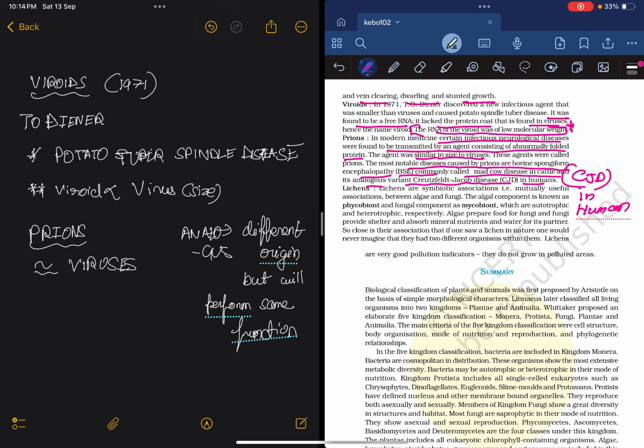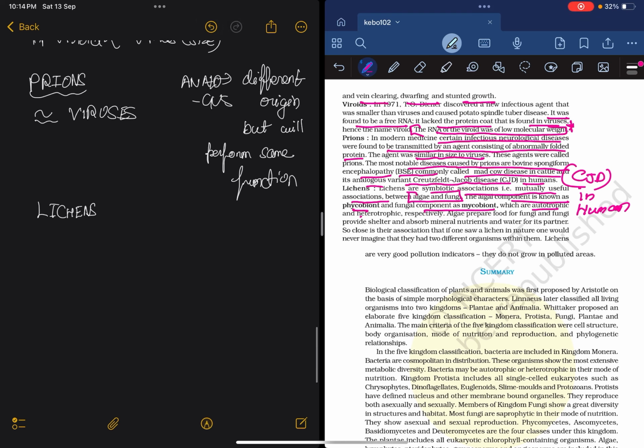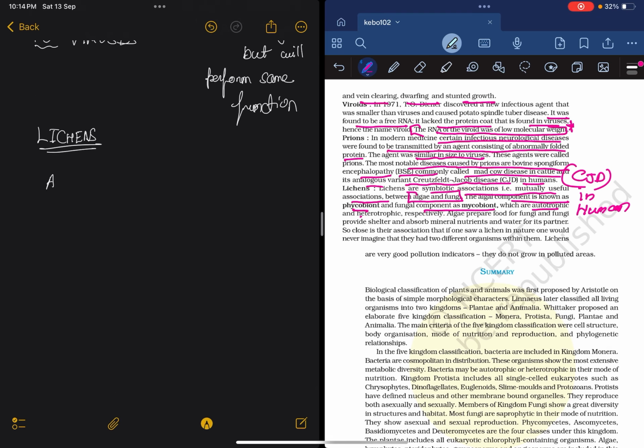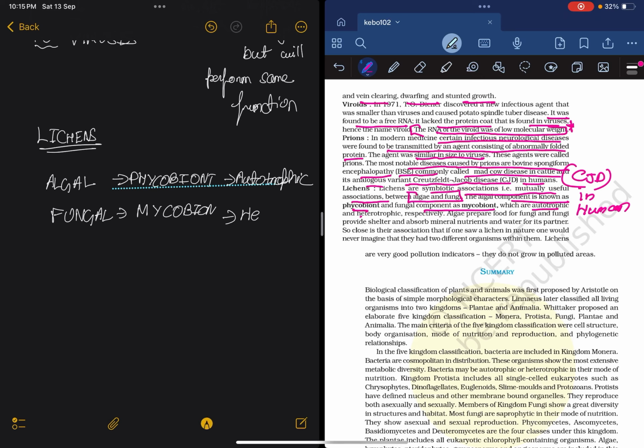Now coming to lichens. Lichens are a mutually useful symbiotic association between algae and fungi. The algal component is the phycobiont and the fungal component is the mycobiont, which are autotrophic and heterotrophic respectively. The phycobiont is autotrophic, which means it makes food, and the mycobiont is heterotrophic, which means it eats food synthesized by the algal component.